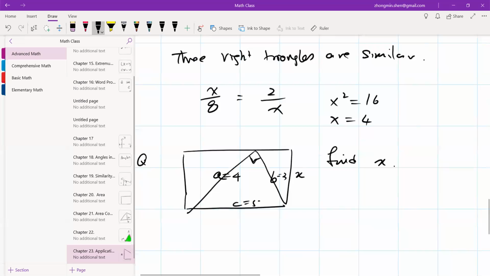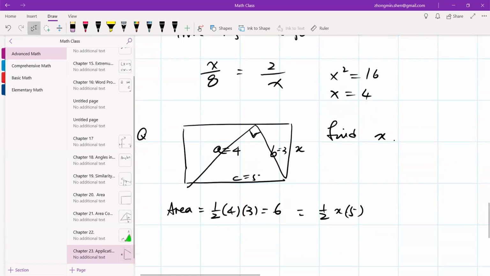All right, so let's do it. So this x is the height of this right triangle. Very simple, right? The area of the triangle is going to be half of this, which is 6, right? Then this also equals half of x times 5. Got it? So use the area, you can find the x quickly. Okay, which is going to be x equals 12/5.